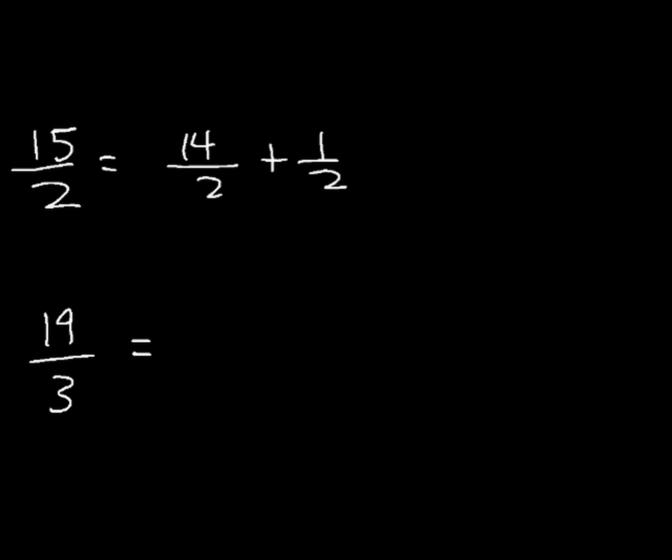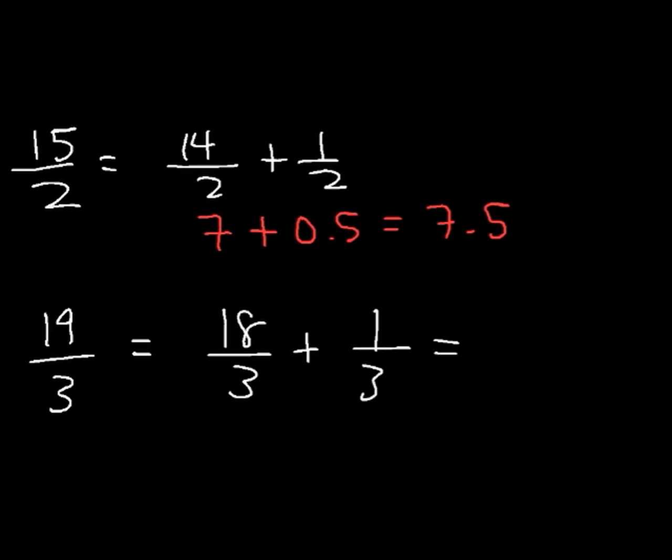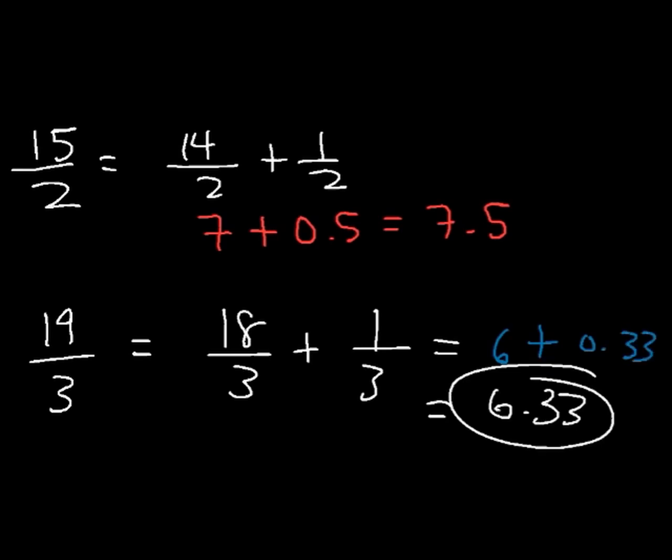Okay, let's not worry about the percentage anymore. Let's just convert the rest into decimals. So try these two, 15 over 2 and 19 over 3. So we can make this 14 over 2 plus 1 over 2. 14 divided by 2 is 7. 1/2 is 0.5. So this is equal to 7.5. Now, 3 goes into 19 6 times. 3 times 6 is 18. So we can write this as 18 over 3 plus 1/3. 18 divided by 3 is 6. 1/3 is 0.33. So as a decimal, this is 6.33.